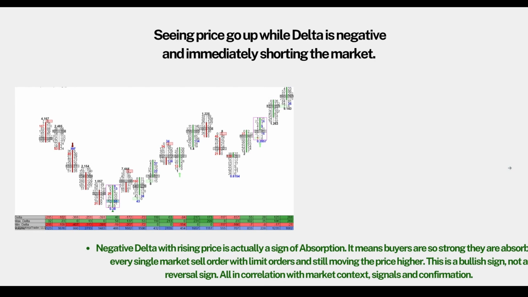So the fourth thing is seeing price go up while delta is negative and immediately shorting the market. Negative delta with rising price is actually a sign of absorption. It means buyers are strong, that they are absorbing every single market sell order with limit orders and still moving the price higher. And that is a bullish sign, but not a reversal sign. All in correlation with market context, signals, and confirmation, of course.